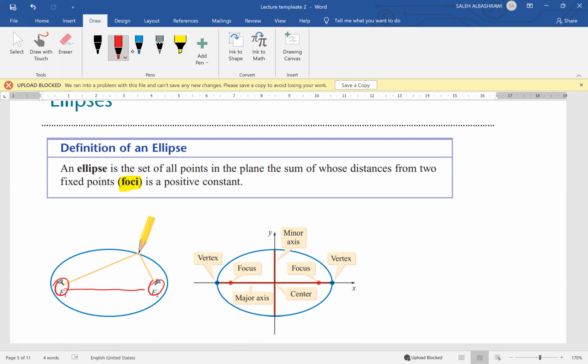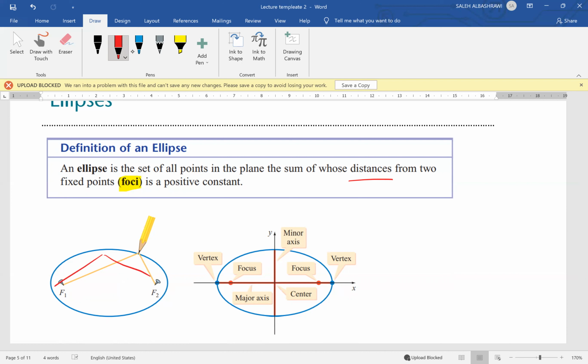If the sum of the distances is the same all the time, for example, if I have 3 and 2, this will be 5. If we take another point, that will be 2.5 and 2.5, which is equal to 5 again. If we take 1 and 4, again 5. So if the sum of the distances from these two points is a constant, then we have something called the ellipse. So the ellipse is the set of all points in the plane, the sum of whose distances from two fixed points is a positive constant. So the sum will be the same all the time.